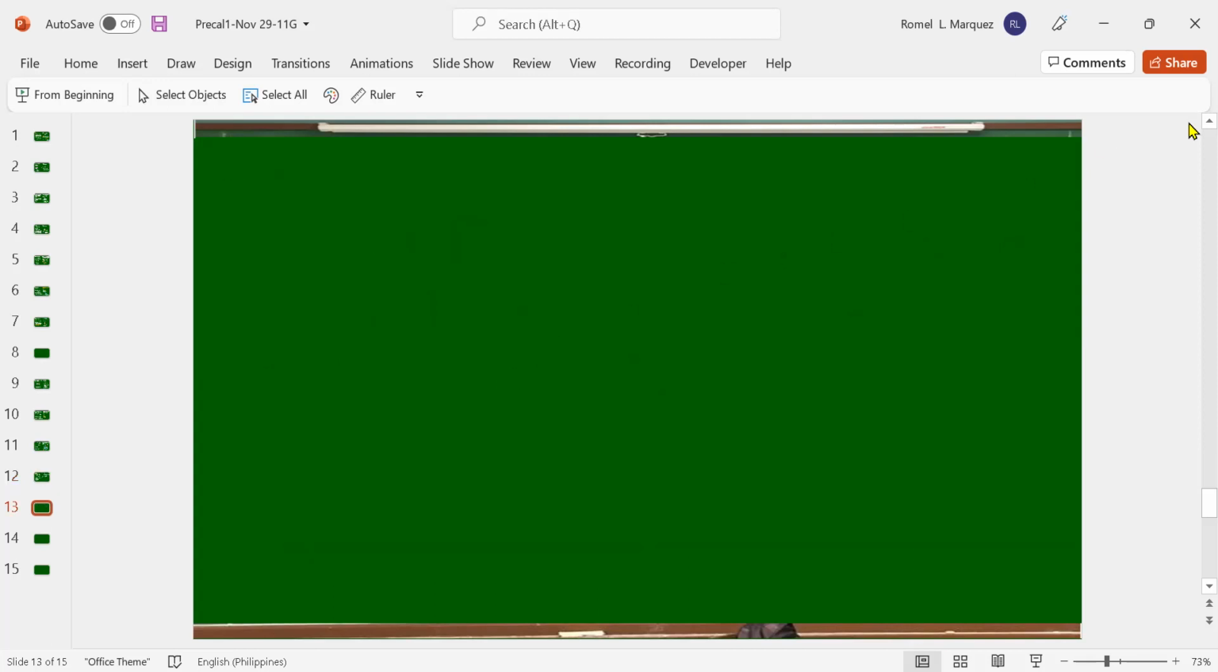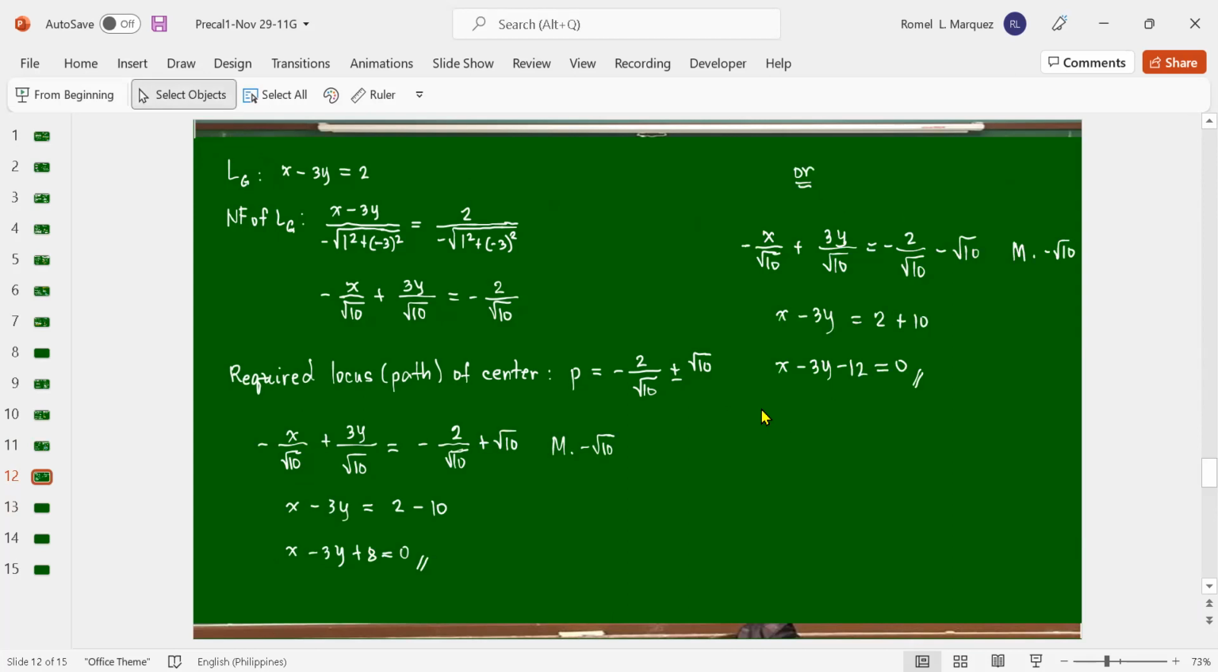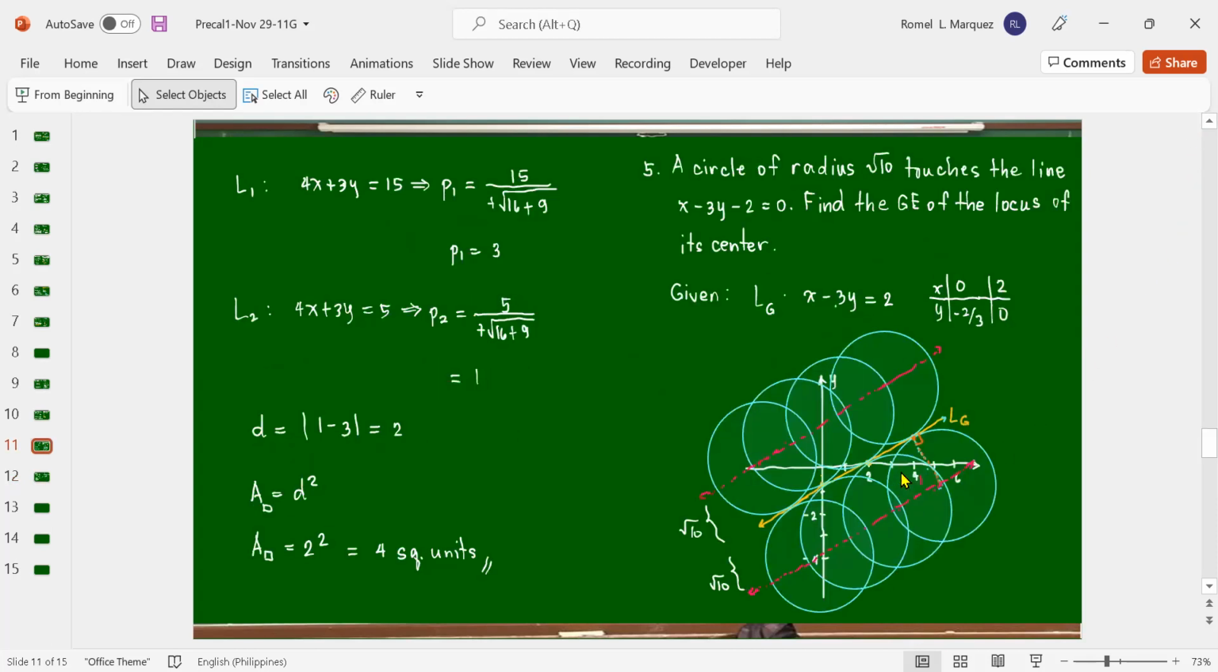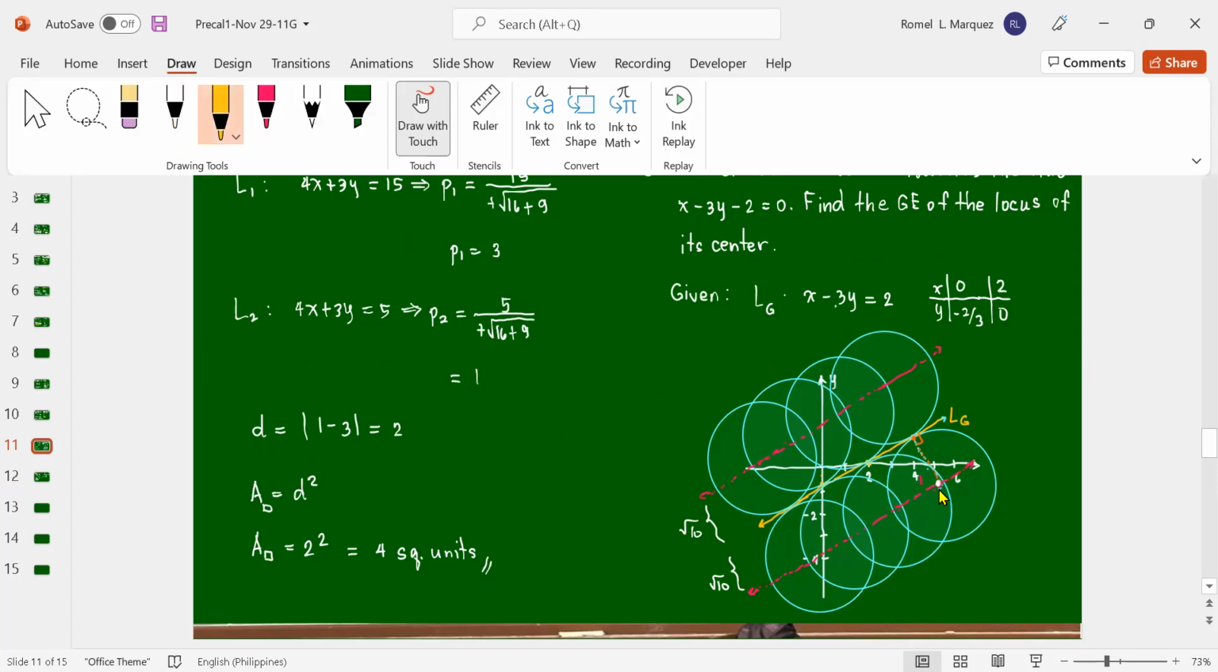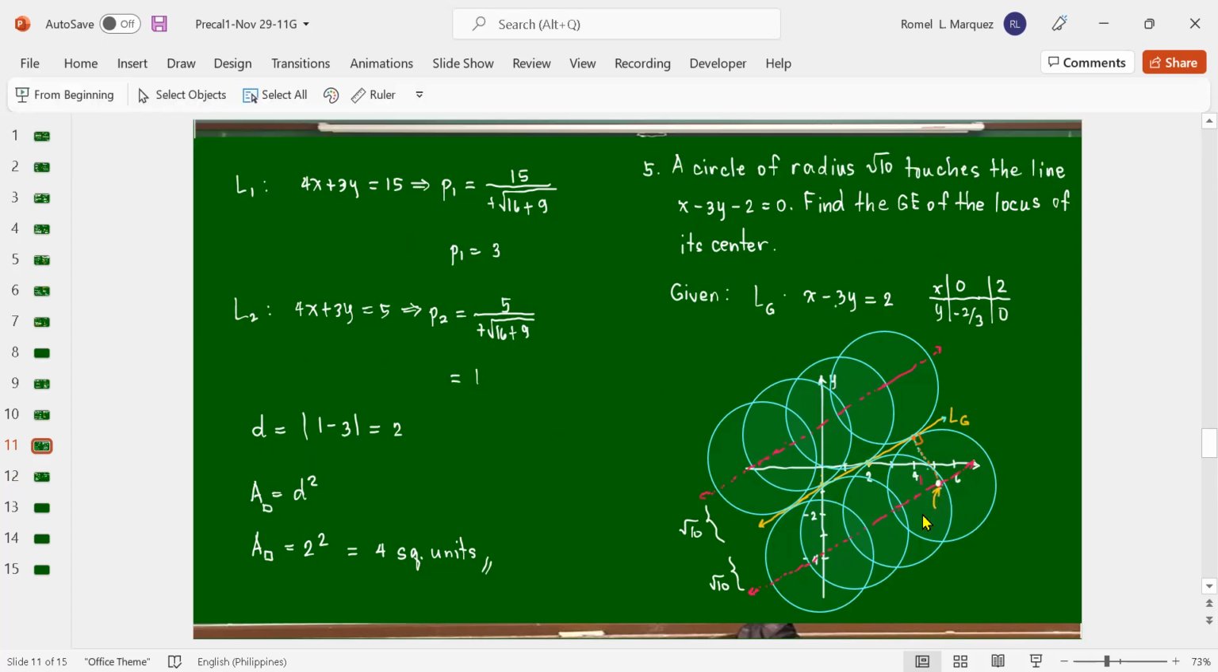As an option to this, an alternative solution uses directed distance. You can also apply directed distance because it can be derived from the normal form. So let us consider any point on the line. We don't know it, of course. Any point on this line, let's say that point is (x, y), because we don't know.